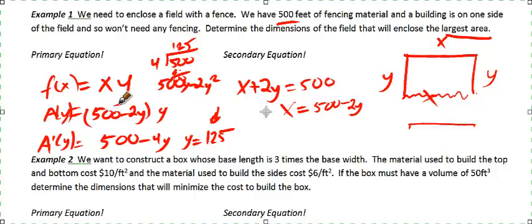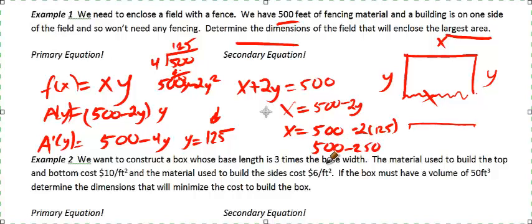But most of the time, this value will be the number you're looking for. Now, the only thing is, I want the dimensions, not just y, but x. Okay, well, over here I said x equals 500 minus 2y. Well, 2 times 125. So 500 minus 250 is 250. So our dimensions are 250, usually x by y, but by 125.